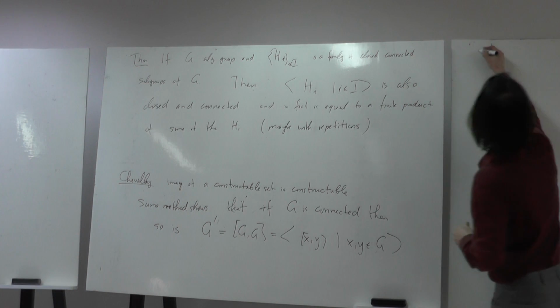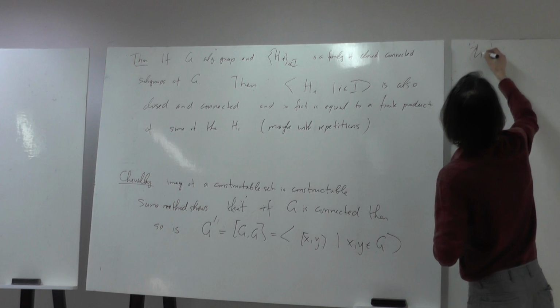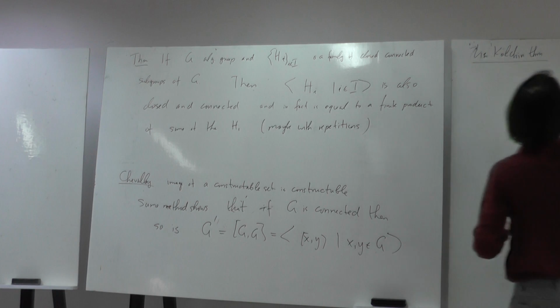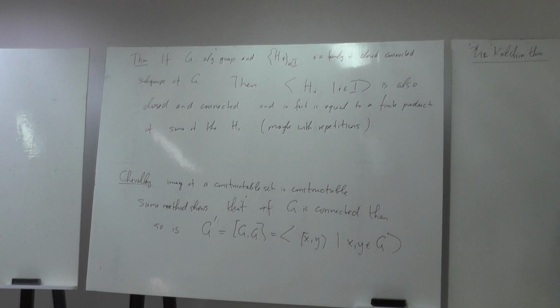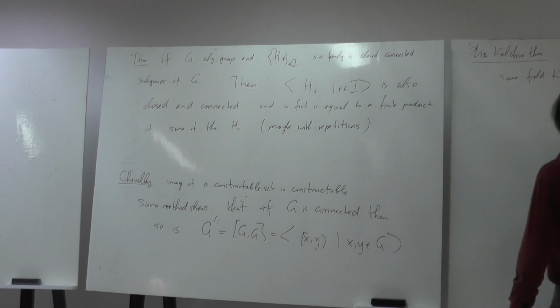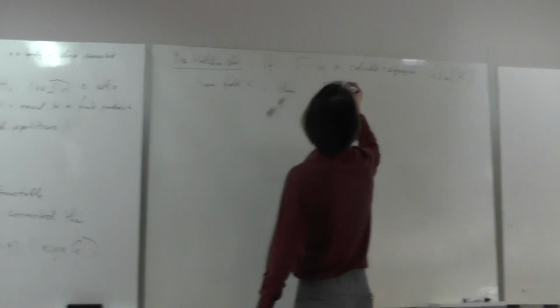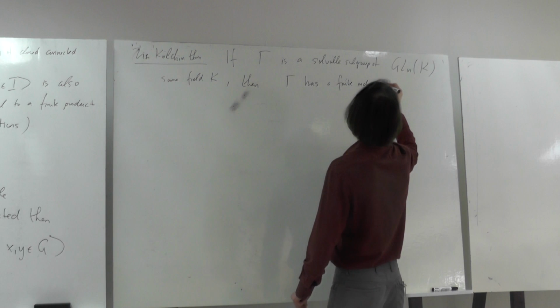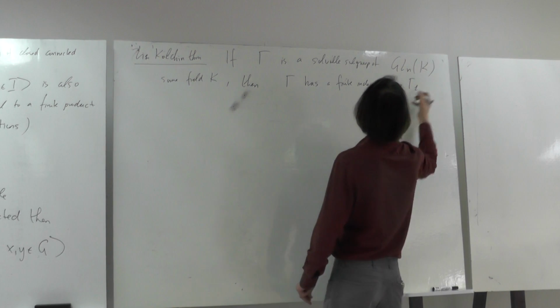Okay, so now let's prove a theorem, the Lie-Kolchin theorem. It says that if now gamma is a solvable subgroup of GL_n over some field K, then gamma has a finite index subgroup gamma_1 which is triangulizable.